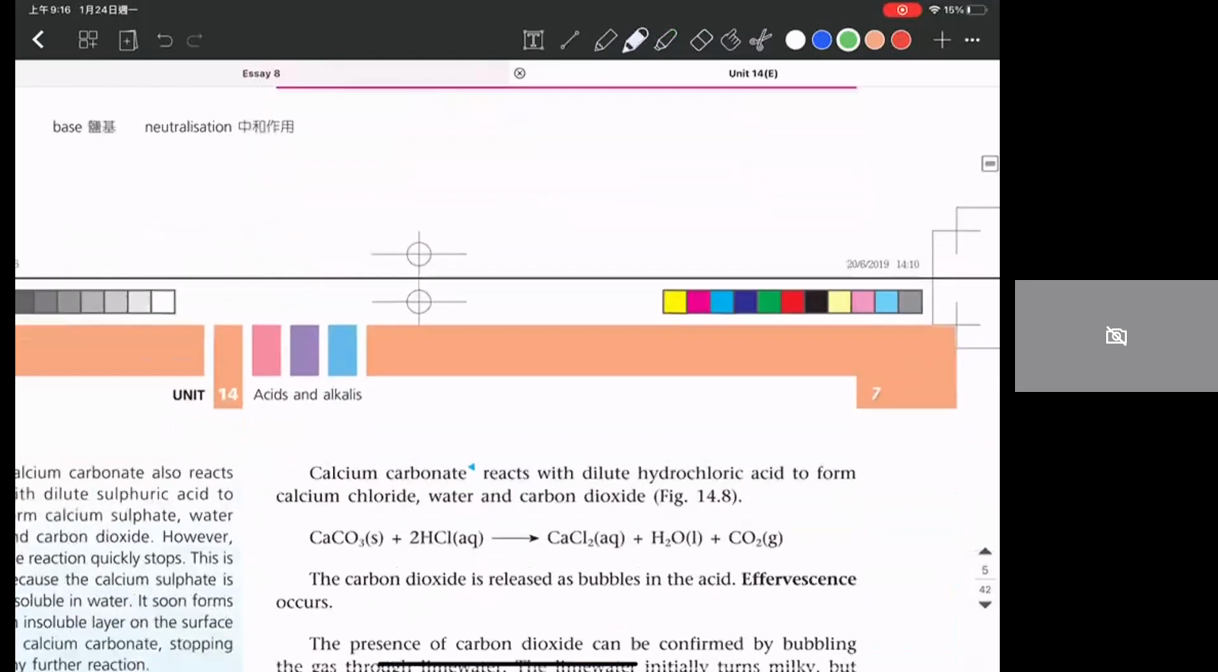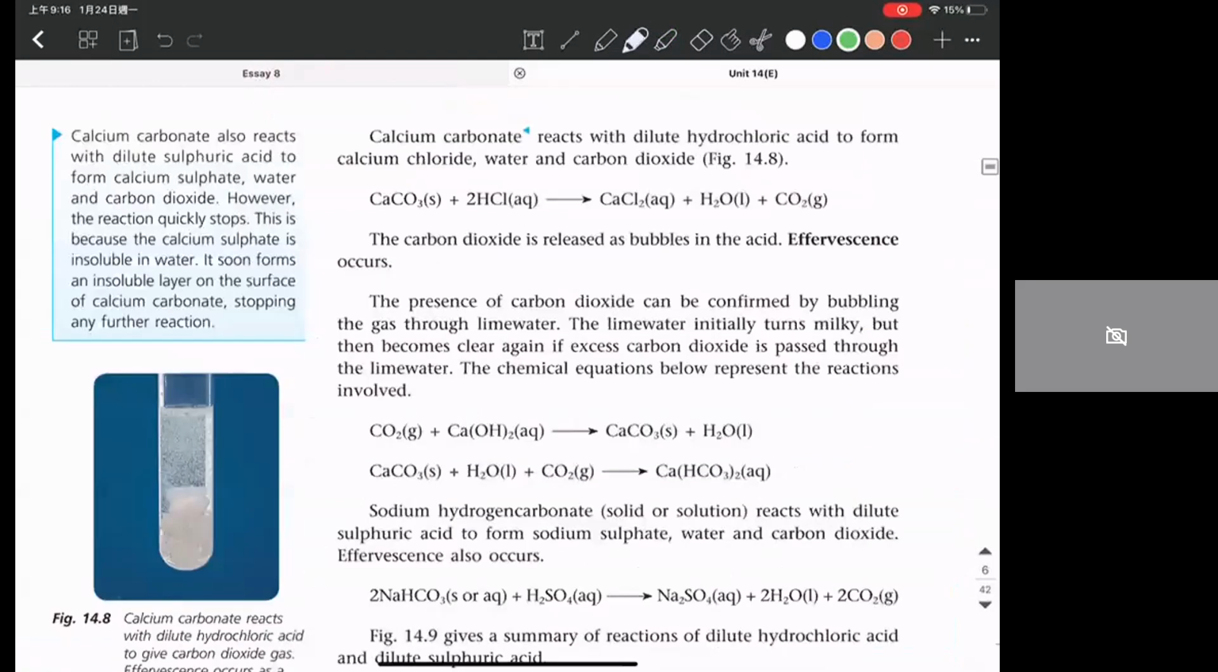Now, for example, if you have calcium carbonate and sodium hydrogen carbonate, they will also react with the acid. This time it is dilute HCl and dilute sulfuric acid. So use a similar way to tell me how the salt is formed. Calcium, sodium. What's next? Chloride, sulfate, calcium, sodium, right? Can you see that?